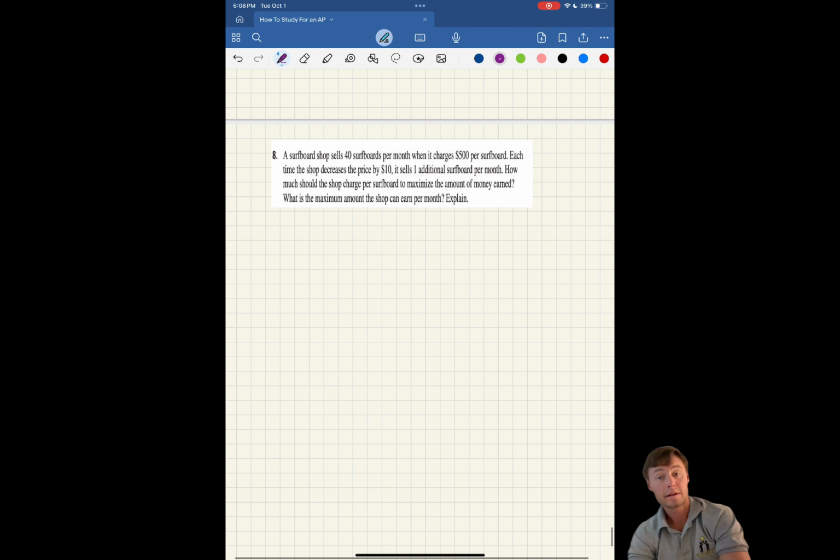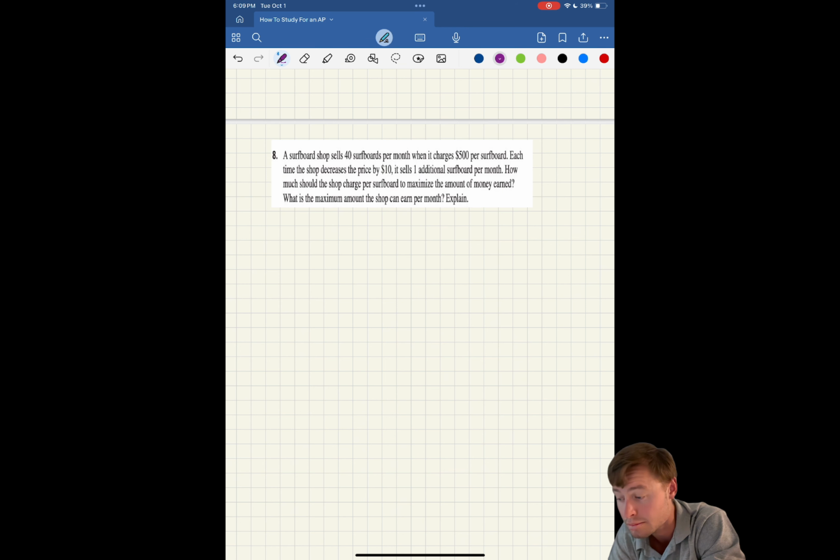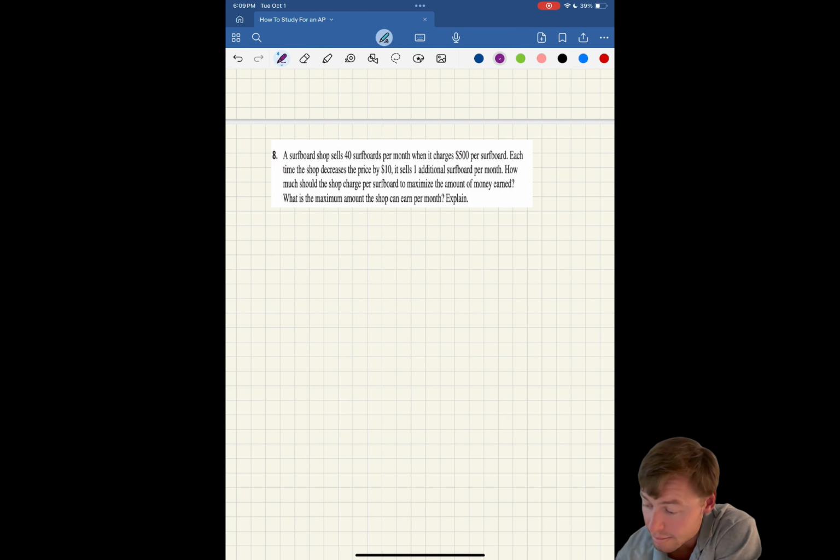Next problem is a real-life quadratic application. A surfboard shop sells 40 surfboards per month when it charges $500 per surfboard. Each time the shop decreases the price by $10, it sells 1 additional surfboard per month. How much should the shop charge per surfboard to maximize the amount of money earned? Okay, so the shop sells 40 surfboards per month when it charges $500 per surfboard.